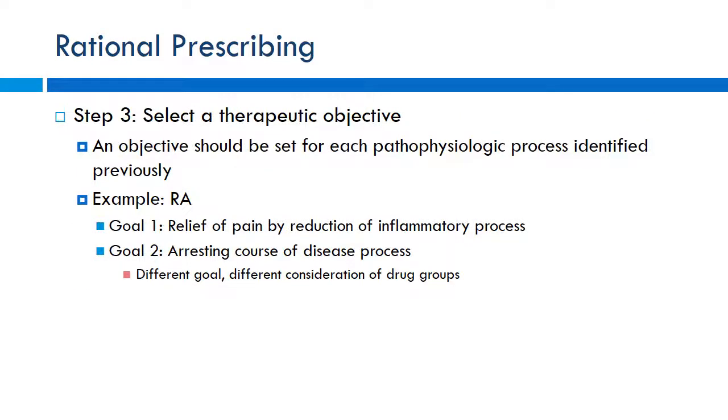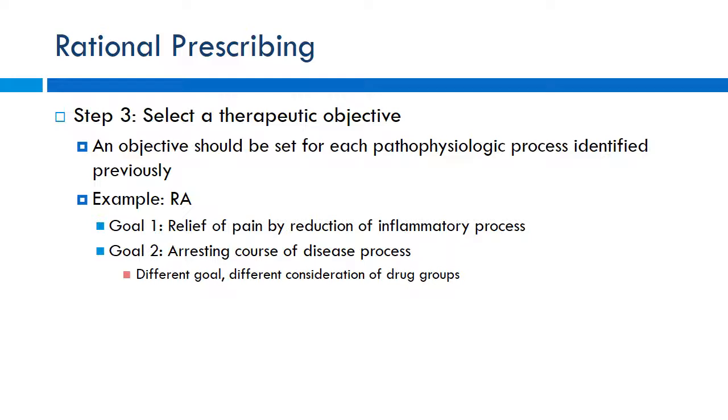So anyway, then you want to figure out what your therapeutic objectives are going to be. So say, okay, based on the pathophys, these are the things I want to be able to treat. For instance, with RA, we know it's an autoimmune condition, so we want to deal with the inflammation that your body's developing against itself, and we would like to arrest the disease course, right?